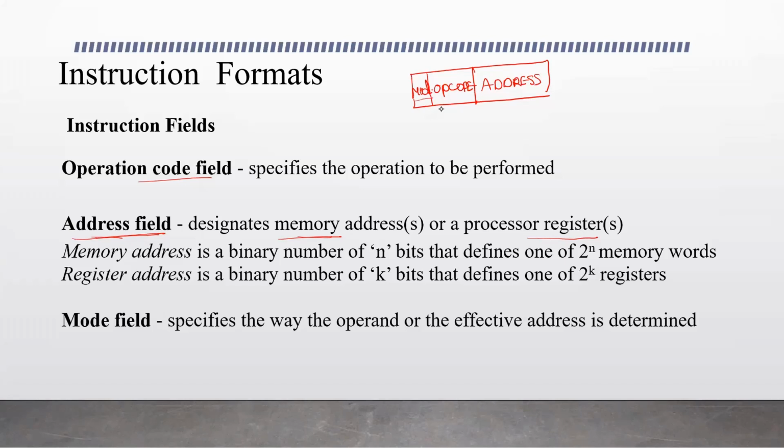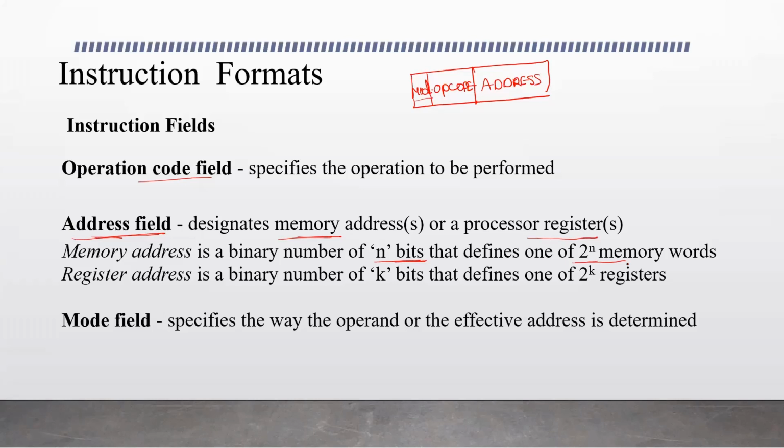And we have learned that it is a memory address or a register address, depending on where the data is available. If it is a memory address, it is a binary number of n bits that defines one of the 2 power n memory words, correct? For a computer that has a memory of size 2 power n memory words, n binary bits are used to represent the address, that defines one of 2 power n memory words.